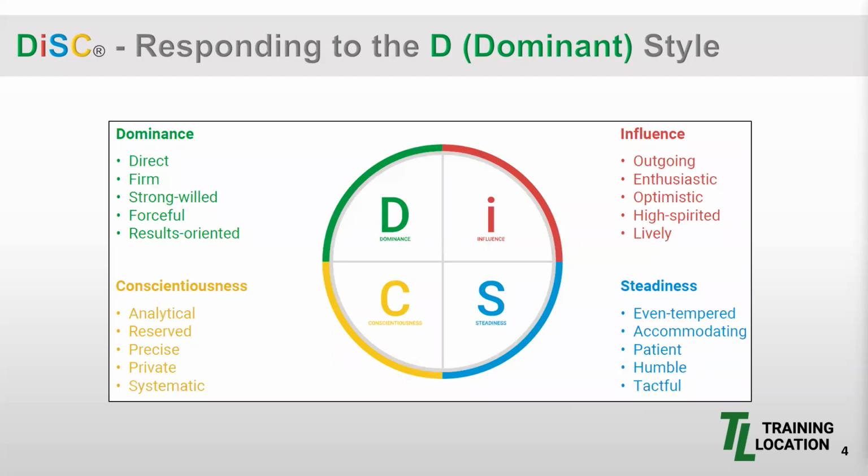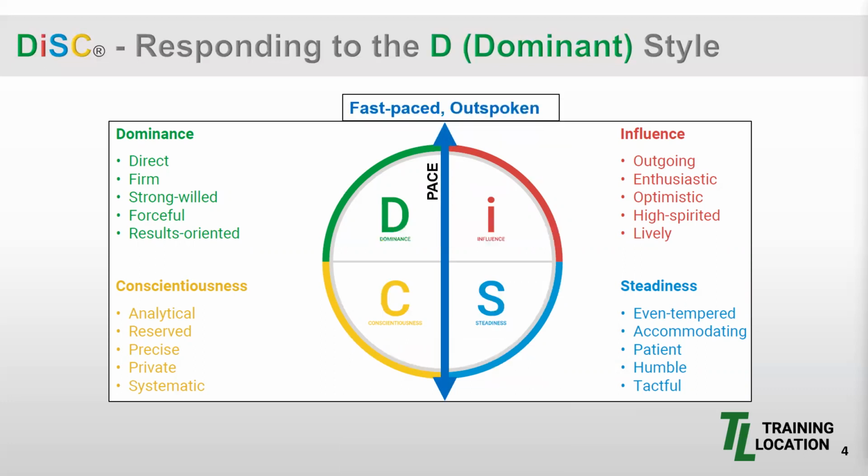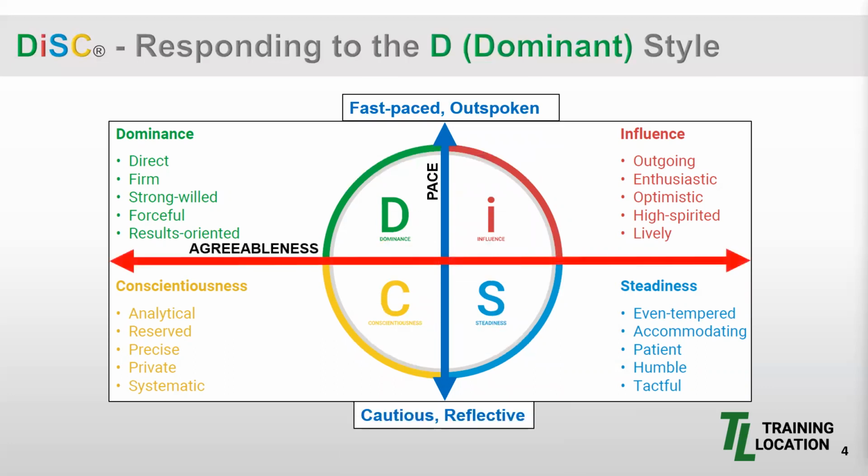Second is the basic DiSC model, which is also critical to understanding the styles. Now, a person's DiSC style is decided by the intersection of two dimensions of observable behaviors, that is, including body language, tone of voice, expression, and word choice. The vertical dimension is known as pace or outward activity level, described as either fast-paced and outspoken or cautious and reflective. Now, the horizontal dimension is known as your agreeableness quotient.